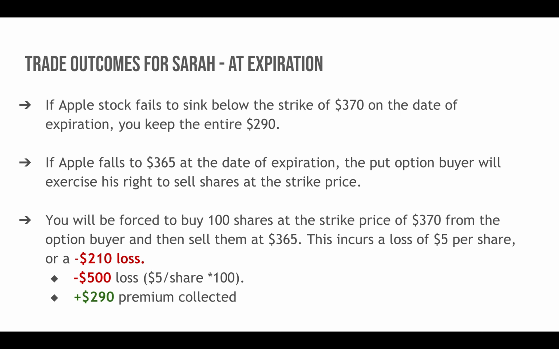So this incurs a loss of $5 a share, right? Because the put option is $5 in the money. So you lose $5 a share as the option seller. This will incur a $500 loss on the shares, but you collected $290 in premium, so the loss is $210.